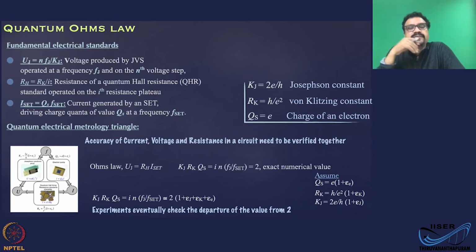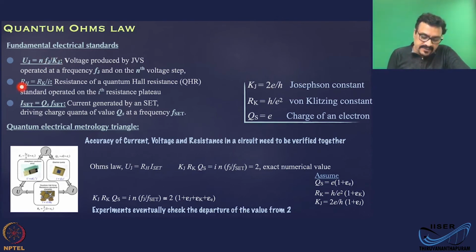Now we have discussed during the last lecture and this lecture how the fundamental electrical standards for voltage, resistance and current are defined using quantum transport phenomena. The voltage standard is given by the voltage produced by a Josephson junction or an array of junctions. It is given by n times fj over kj, where n is an integer, fj is a frequency, and kj is the Josephson constant, which is given here.